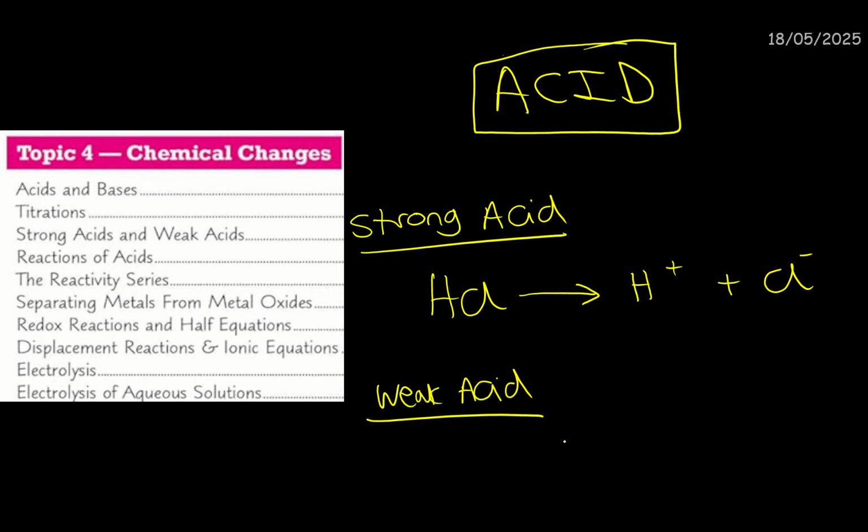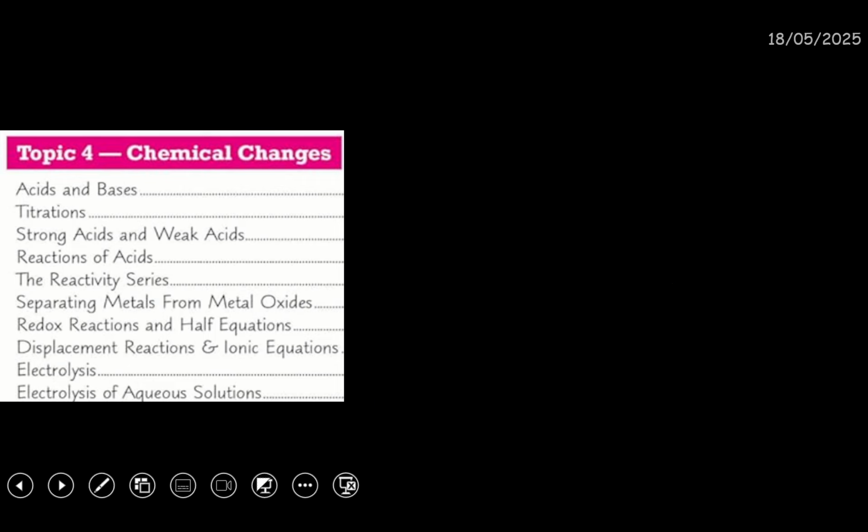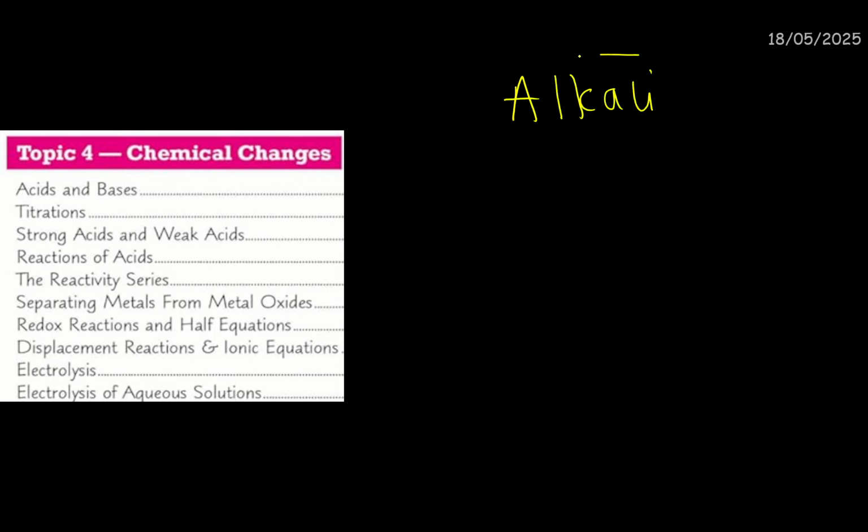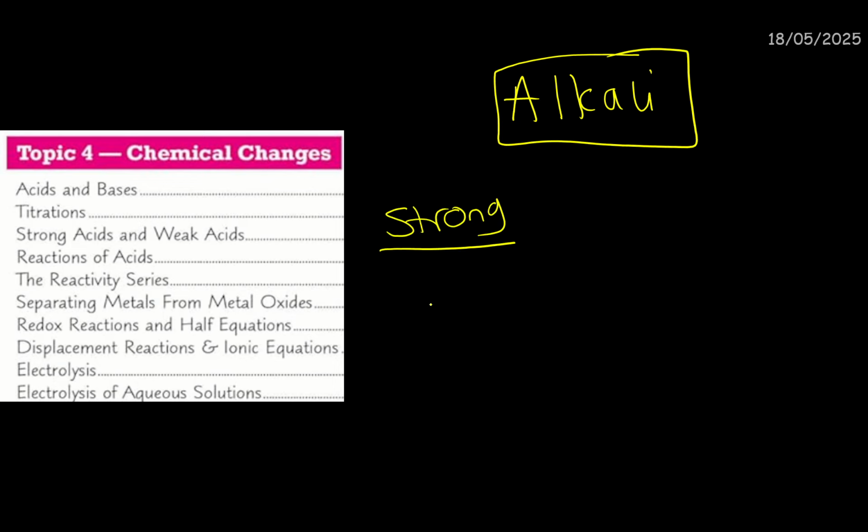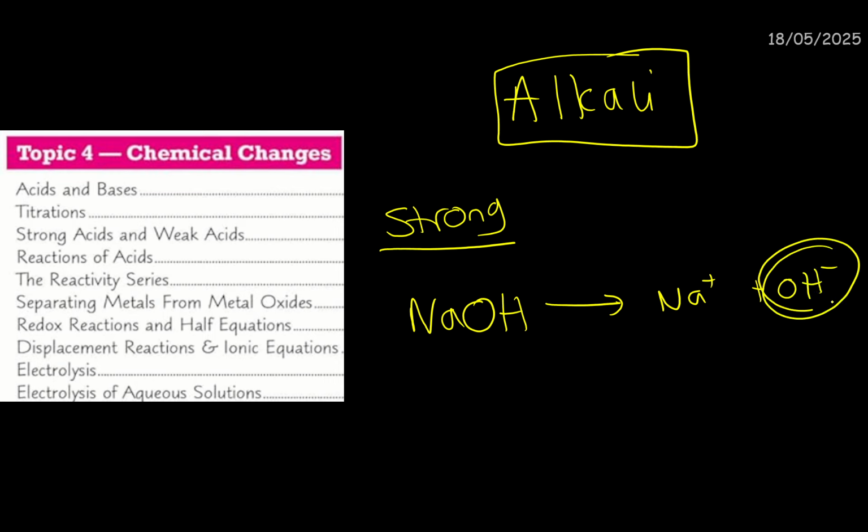Partially splits. And the way we represent the partial splitting is by a reversible arrow like this. Okay, let's have a look at an alkali. So an alkali releases OH- ions. So a strong alkali, for example, fully splits into Na+ and OH-. This is what makes an alkali. And a weak alkali partially splits with your reversible arrow.